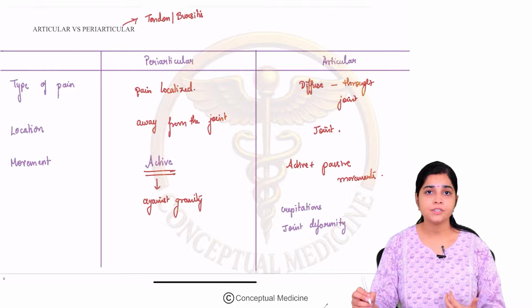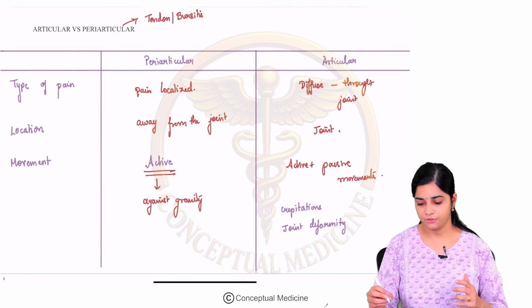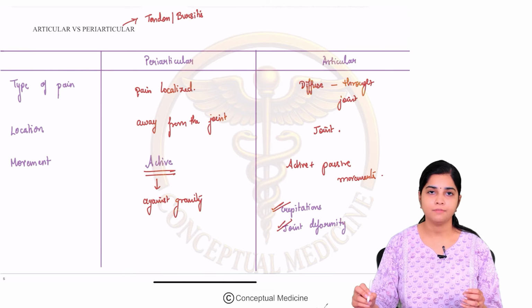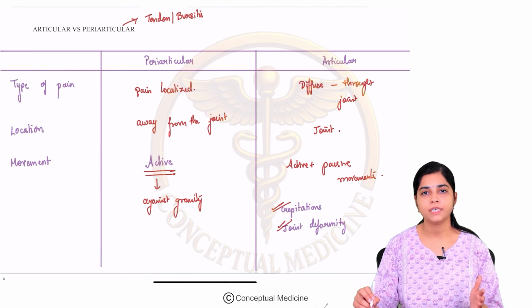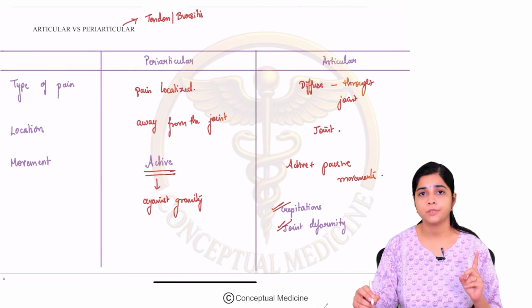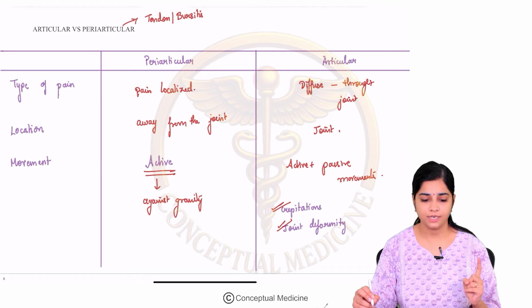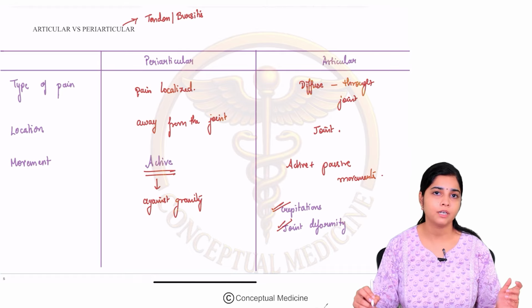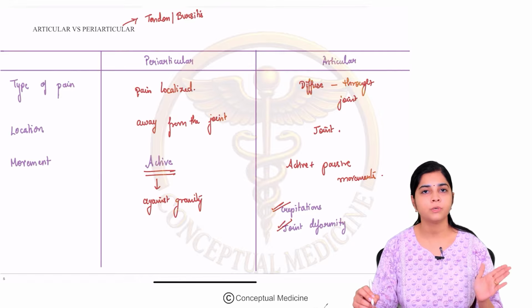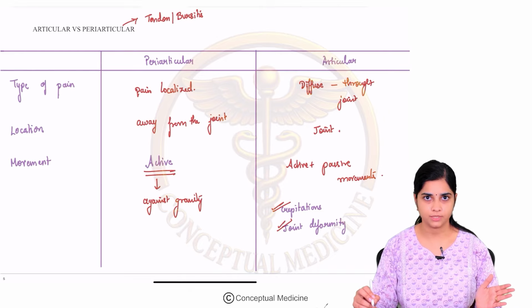Additionally, if there is joint inflammation or joint involvement, you may find evidence of crepitations, and you may find evidence of joint deformities, specifically when we speak about inflammatory arthritis. So the first step whenever a patient presents to you with joint pain is to identify whether there is evidence of articular or periarticular involvement, so that we'll know in which direction we are going.